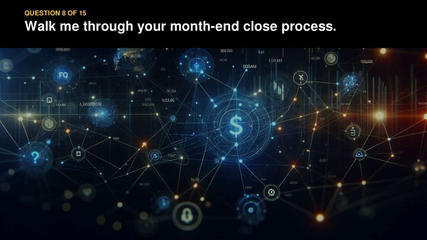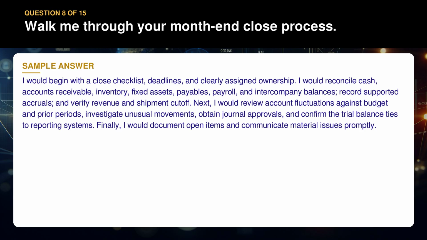Question 8. Walk me through your month-end close process. I would begin with a close checklist, deadlines, and clearly assigned ownership. I would reconcile cash, accounts receivable, inventory, fixed assets, payables, payroll, and intercompany balances, record supported accruals, and verify revenue and shipment cutoff. Next, I would review account fluctuations against budget and prior periods, investigate unusual movements, obtain journal approvals, and confirm the trial balance ties to reporting systems.